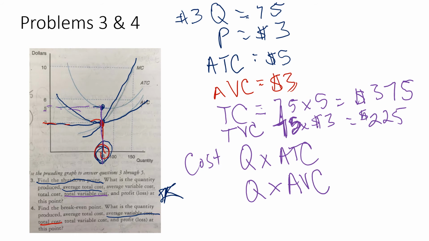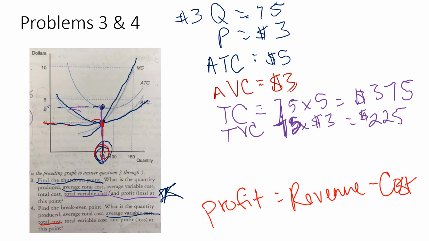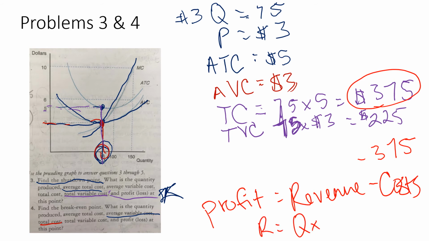And then what's our profit or loss at this point? So our profit or loss, well, the equation for profit equals revenue minus costs. Well, we have not calculated the revenue yet, but we do know the total costs. So we do know we're going to subtract it from 375. Our revenue is going to be our quantity. Revenue equals quantity times price.